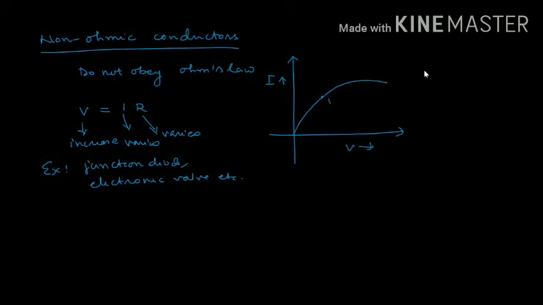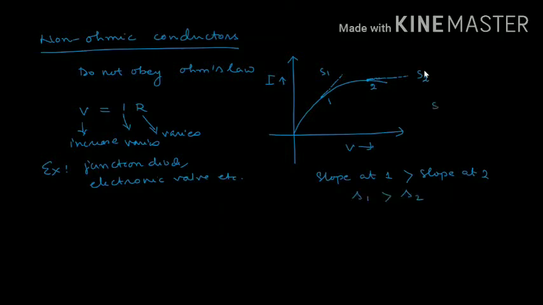Now from the VI characteristics, we take 2 points here. Suppose this is point 1 and this is point 2. Now we draw the tangent here. We draw the tangent at point 1 and its slope is suppose S1, and draw another tangent at point 2. Its slope is S2. So from the figure, S1 is greater than S2. Slope at 1 is greater than slope at 2.